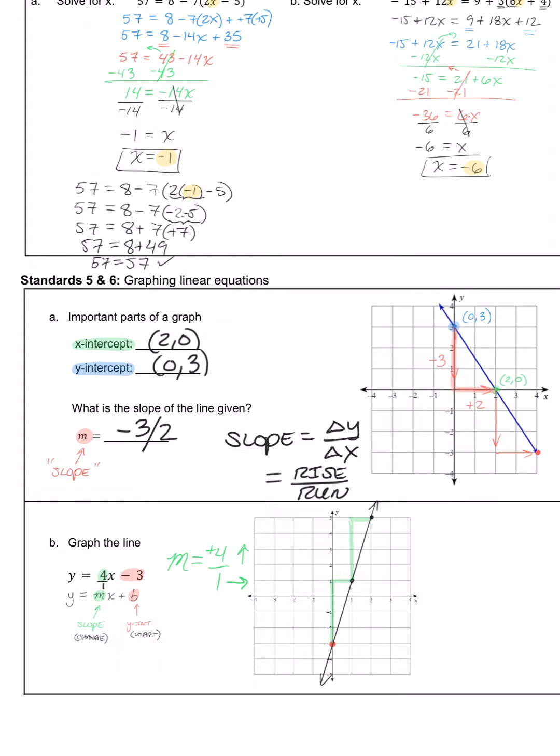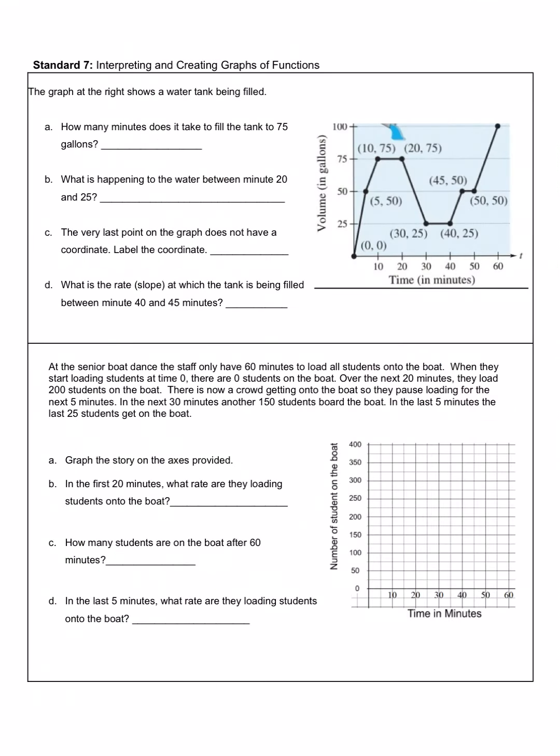Awesome, let's go to the next page. So standards 4, 5, and 6 covered. You will see problems exactly like this on the final. Standard 7 is interpreting and creating graphs of functions, including linear relationships.